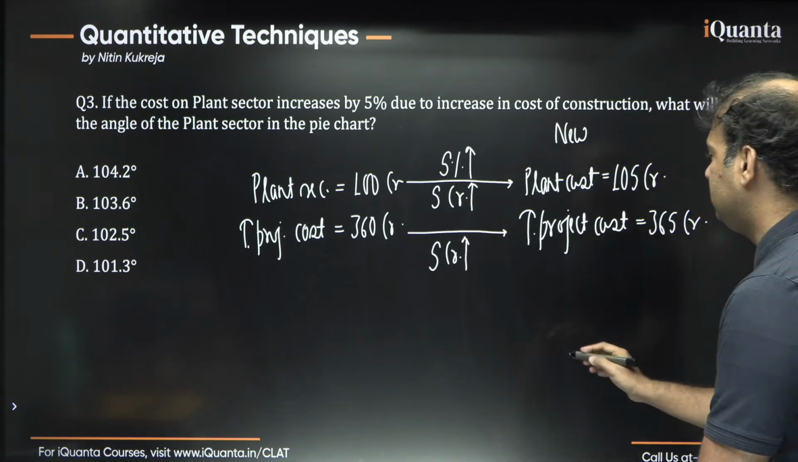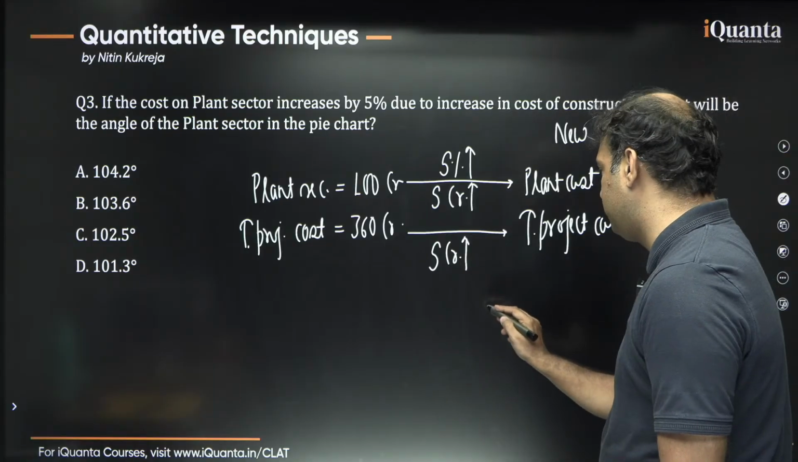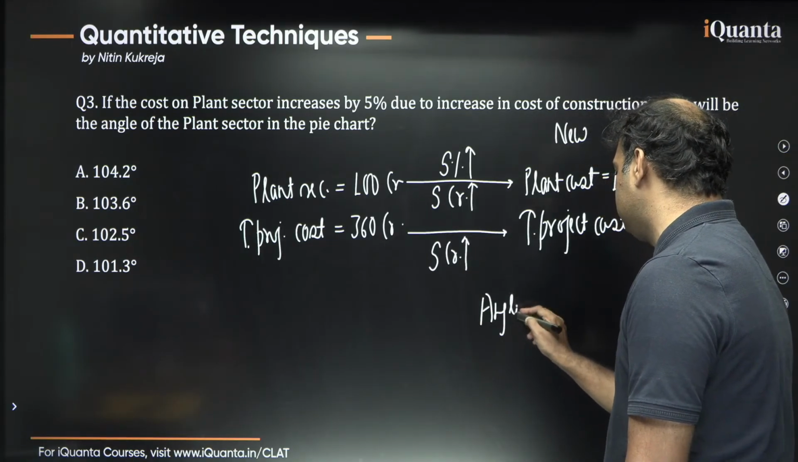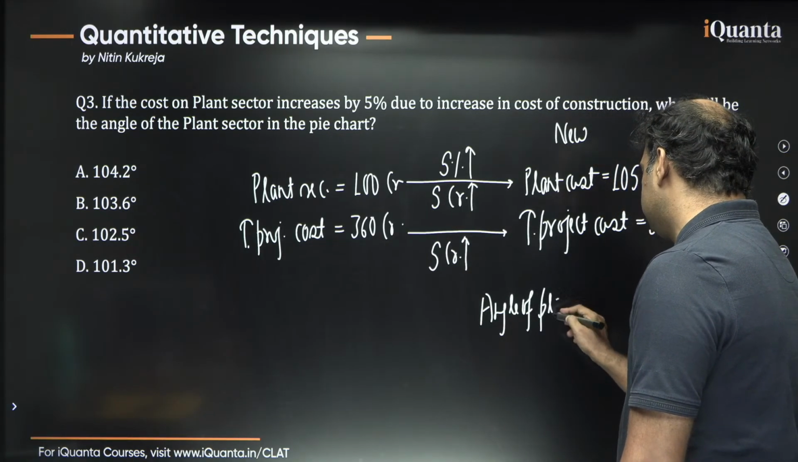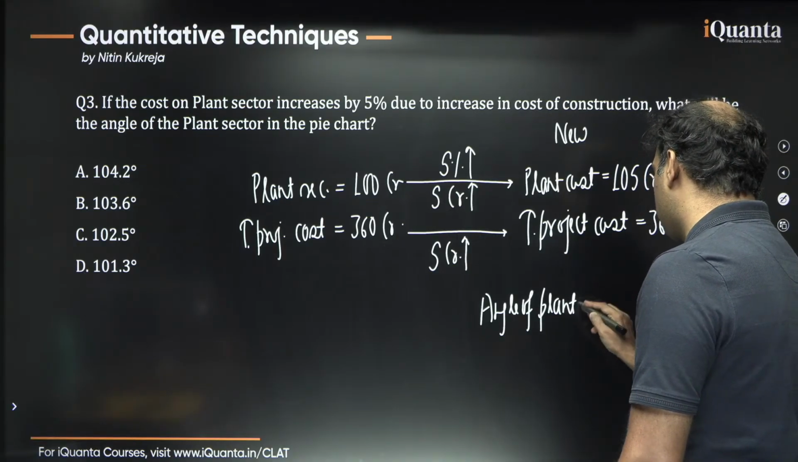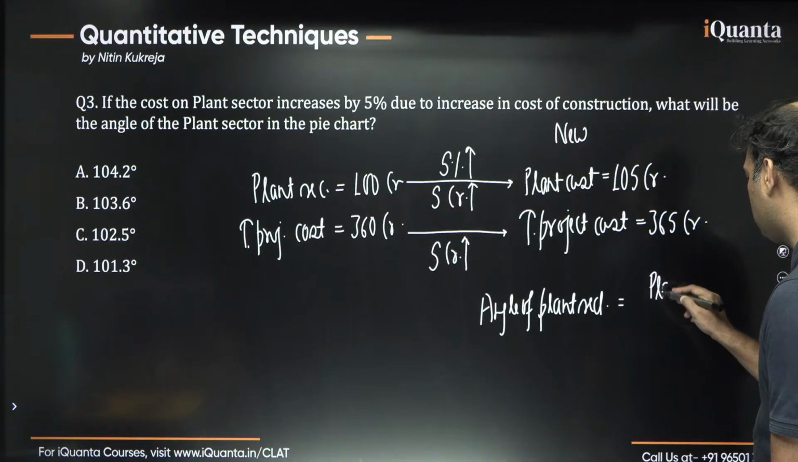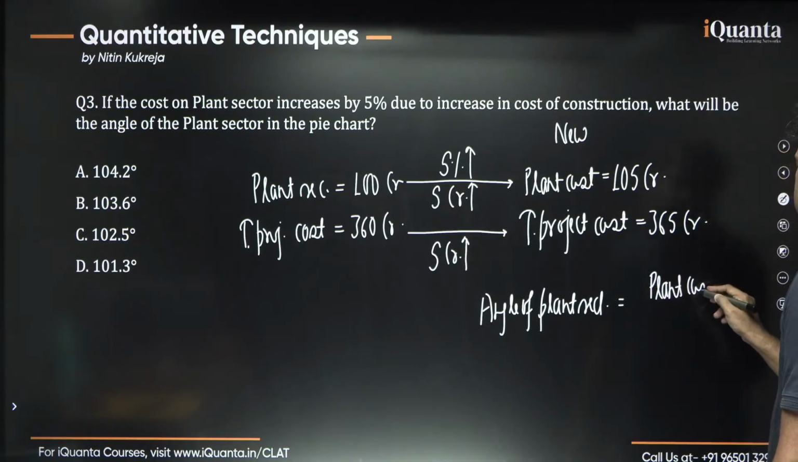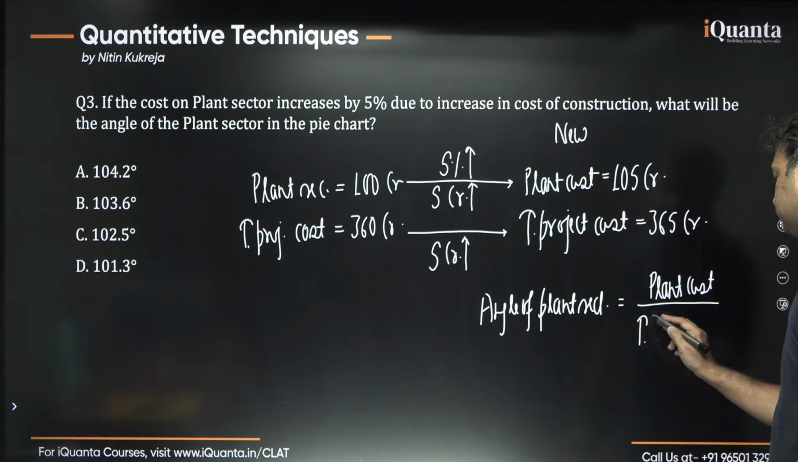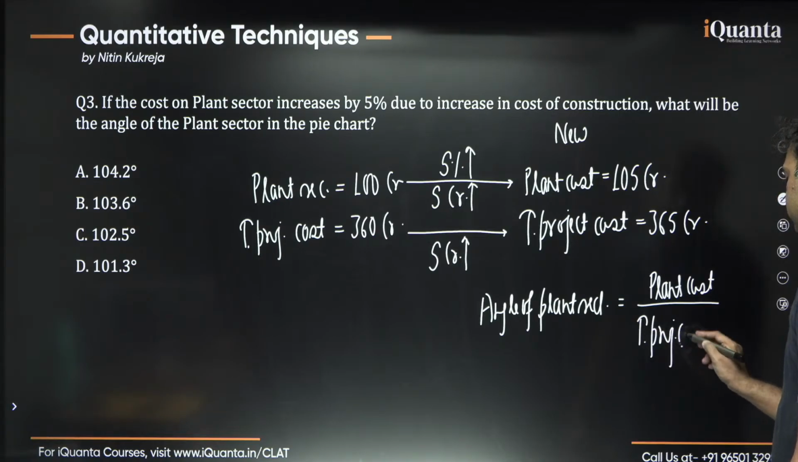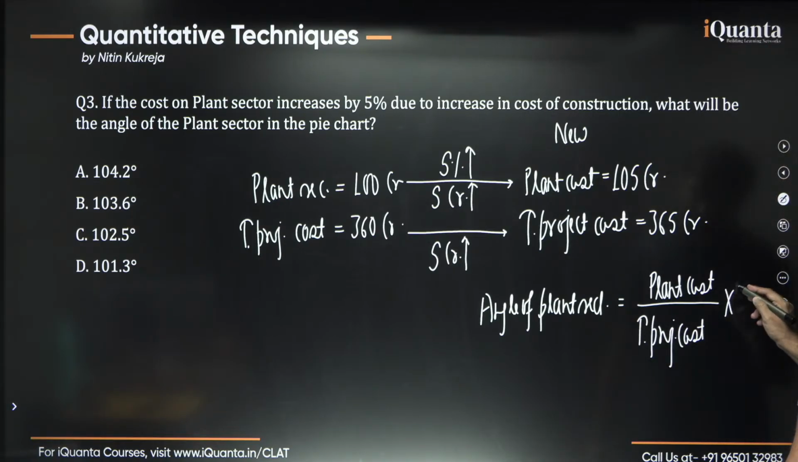We'll say what? The angle of the plant sector will be how much? The angle of the plant sector will be the cost of the plant, or you can say plant cost, divided by the total project cost, into 360, not 100, right? If it was percentage share, we multiply by 100. Since this is the angle, we multiply by 360. That's the only change. That's it, right?